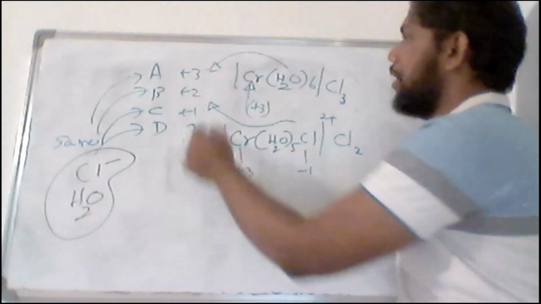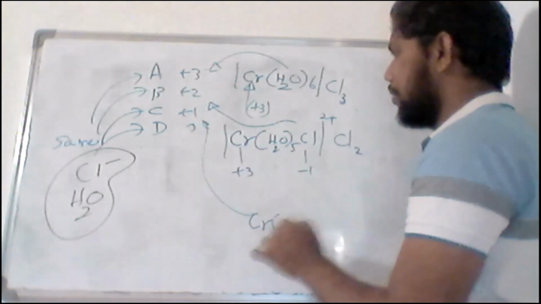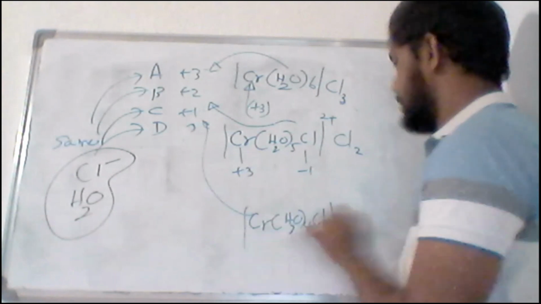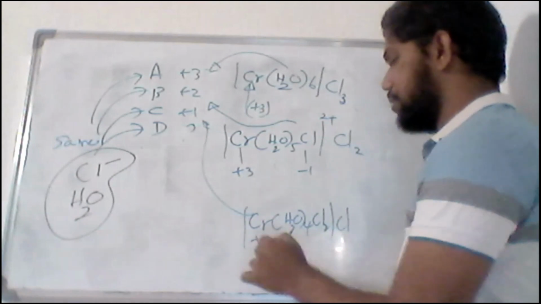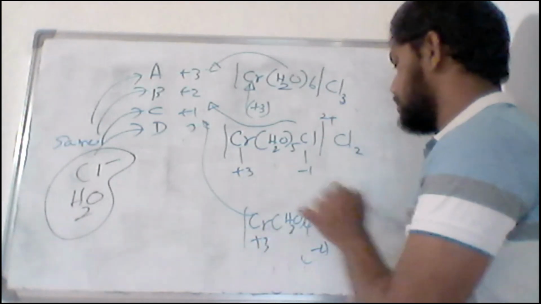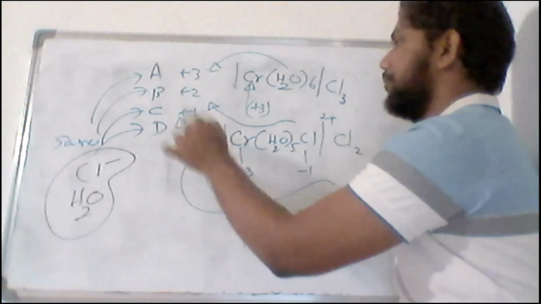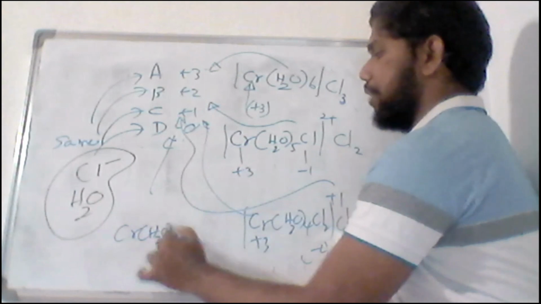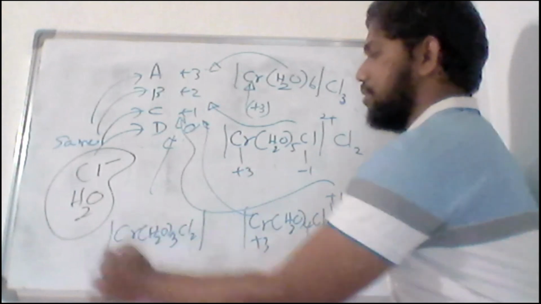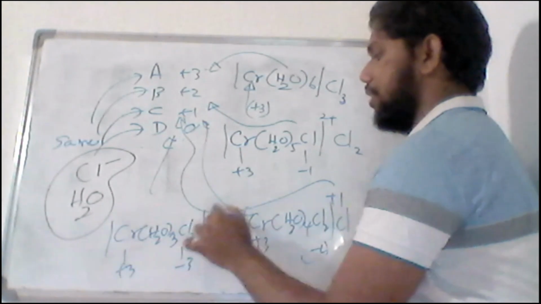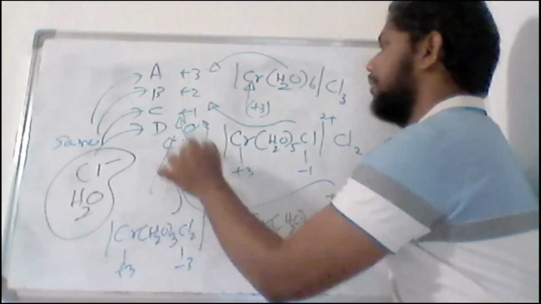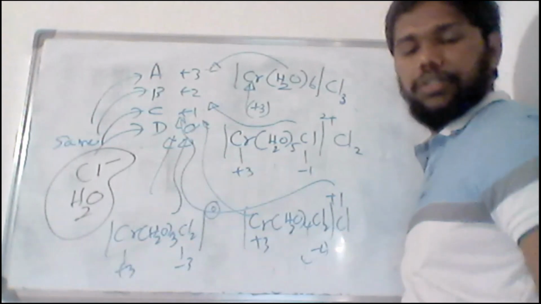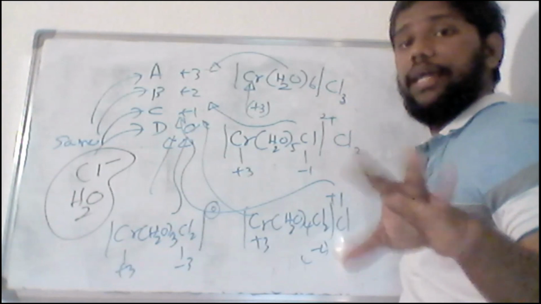Then if you change another one, chromium, H2O 4, 2 Cl, and 1 Cl outside. So this is +3, -2, +1. So this will be our +1 structure. And finally, you can put chromium, H2O thrice, Cl thrice, +3, -3, overall charge is 0, which is our compound D. Okay, so think about the entire discussion.